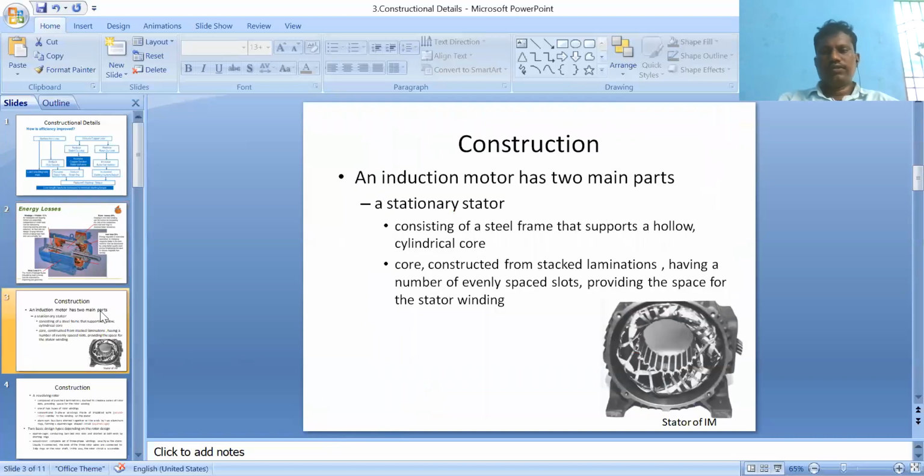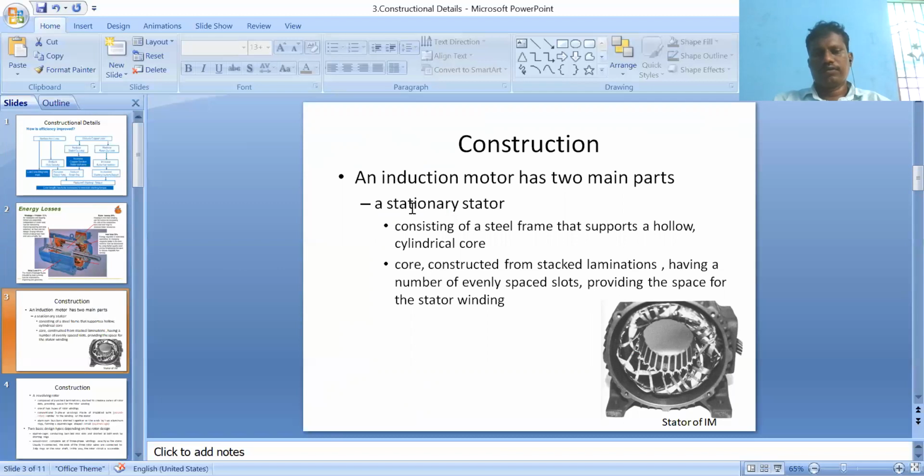Now we concentrate on the construction details of the induction motor, which is well known. The parts are the stator, rotor, bearings, and a supply terminal box. The first part is the stator, the second part is the rotor. Here we consider the main parts, stator and rotor.